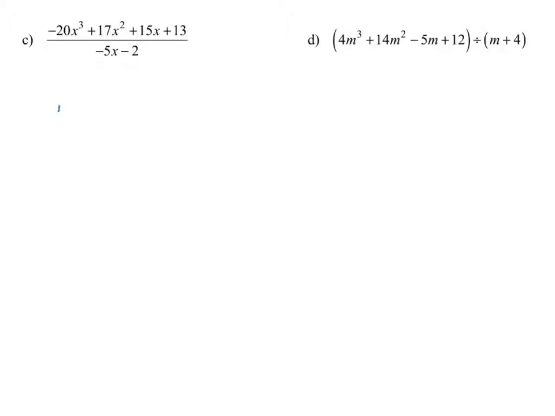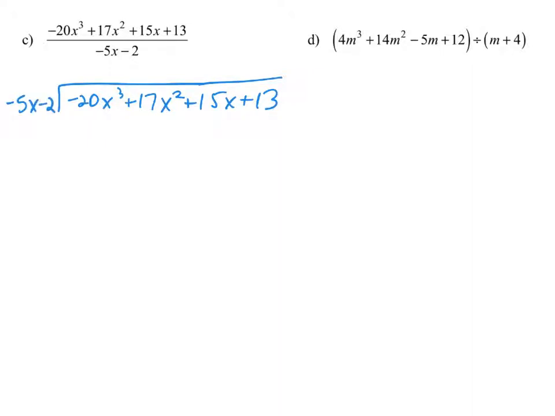Okay, here we're dividing negative 20x to the third plus 17x squared plus 15x plus 13 by the quantity negative 5x minus 2. So that's our long division setup. We are going to be looking at the first term of negative 20x to the third and dividing it by the first term of negative 5x. When you simplify that, negative 20 divided by negative 5 is positive 4, and x to the third divided by x is x squared. So we're going to write that quantity 4x squared, because negative 20x to the third divided by negative 5x, we could say it goes in 4x squared times.